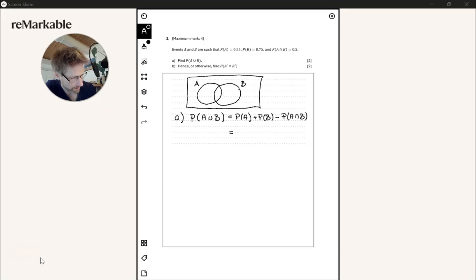So we take 0.55, we add 0.75, and we remove 0.5, so that's going to give us 0.8. And that's the result for A.